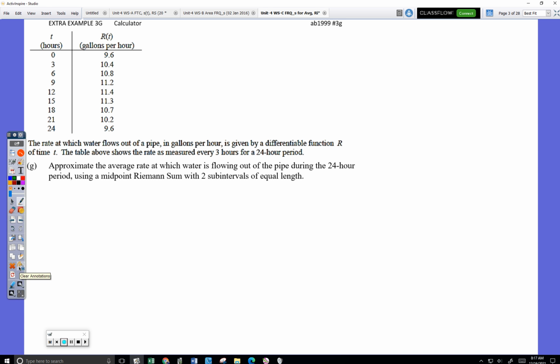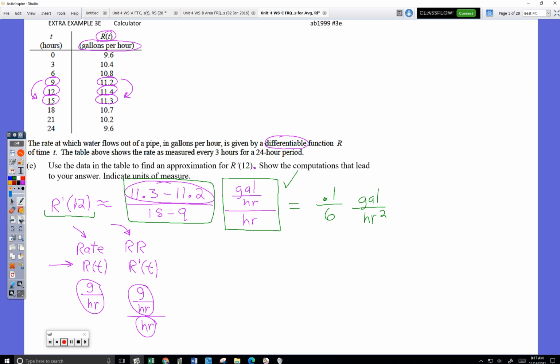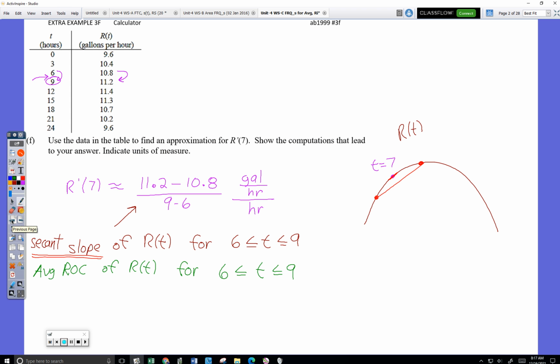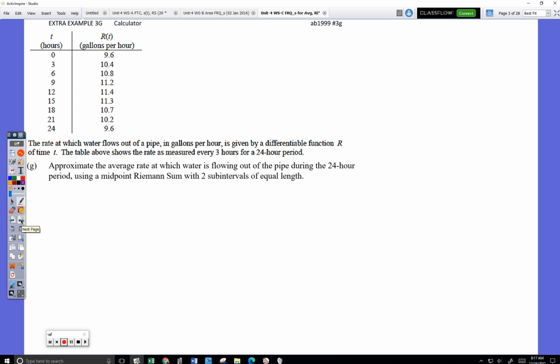Naomi's in. Who else? Haley? What is different between finding an average rate of change for a certain time period? That's what we did here. We found an average rate of change of R for a time period, and that's how we approximated R prime. But here we're being asked to find an average rate. What's different? There we go.